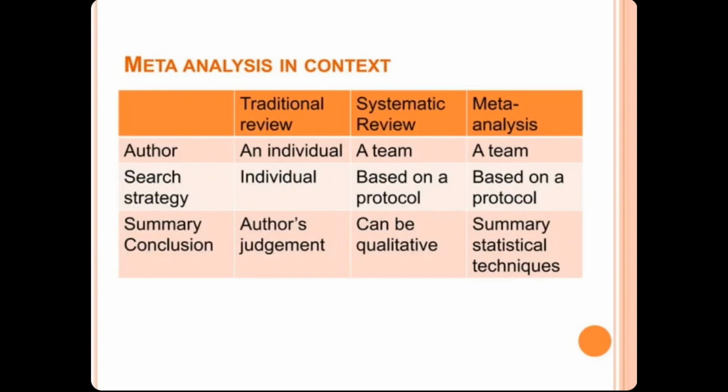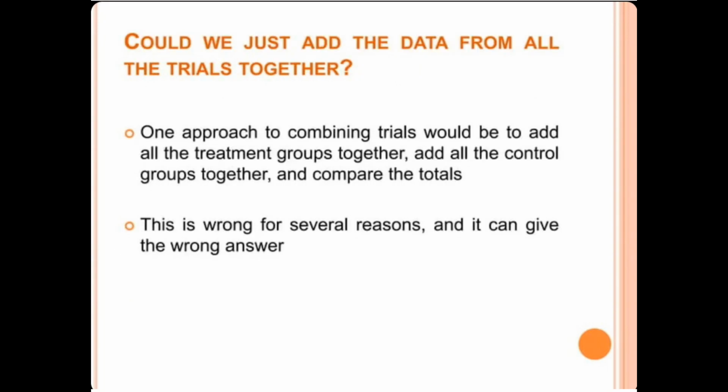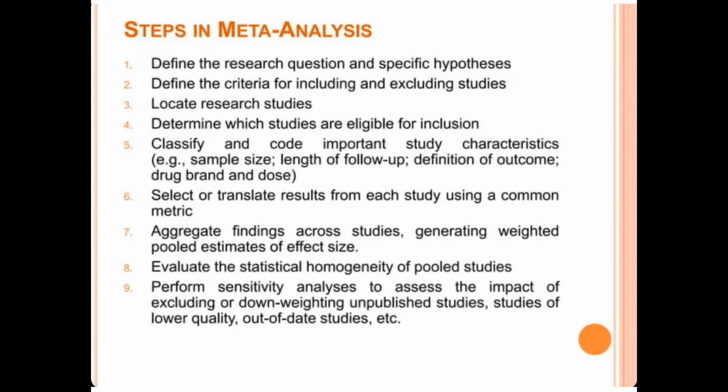Meta-analysis consists of the traditional review, the systematic review and the meta-analysis. The function of meta-analysis is to identify heterogeneity of effect among multiple studies and, where appropriate, provide a summary measure, and increase statistical power and precision to detect an effect. It is also an approach to combine trials, adding all the treatment groups together and all the control groups together and comparing the totals. This is wrong for several reasons and it can give the wrong answer.